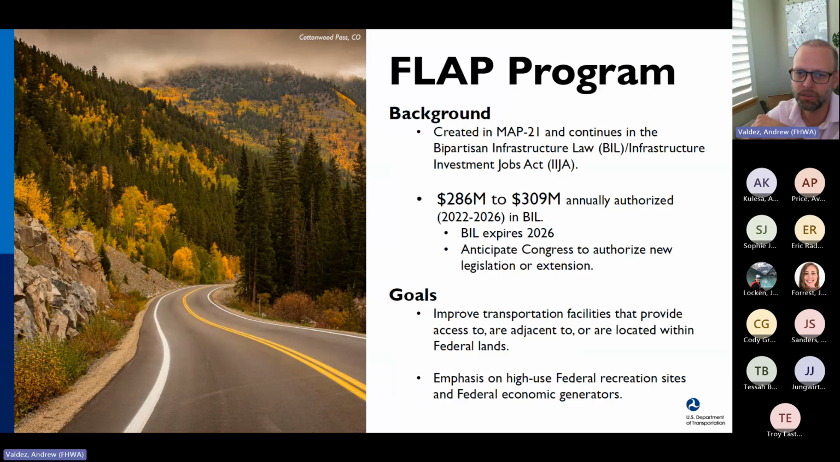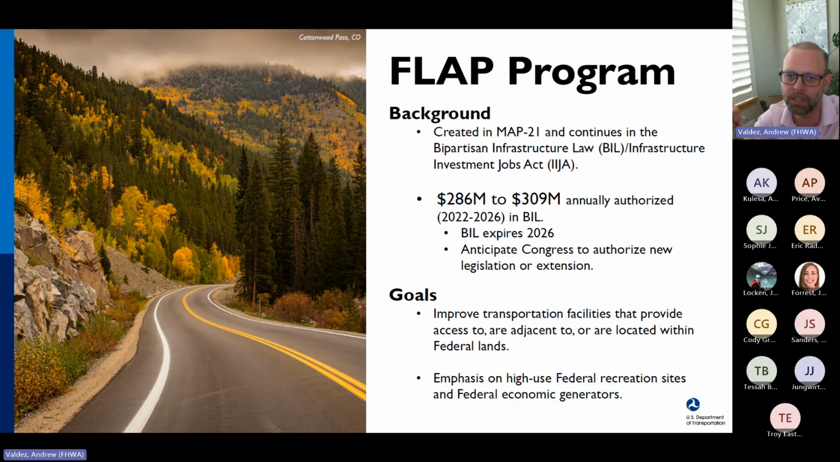Right, so now we're getting into the access program itself. It's a federal program authorized by Congress in national transportation legislation. This was a new program established in MAP 21, which you may have heard of, and it's been continued through every reauthorization through the current one, which is the Bipartisan Infrastructure Law, or bill. You may have also heard of the Infrastructure Investment and Jobs Act. Those are one and the same thing.